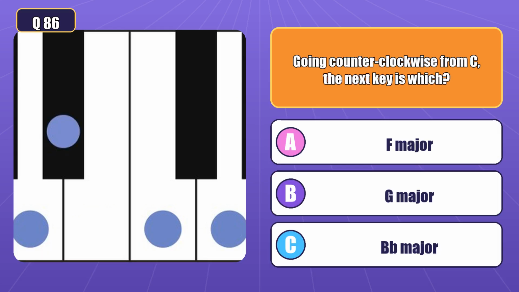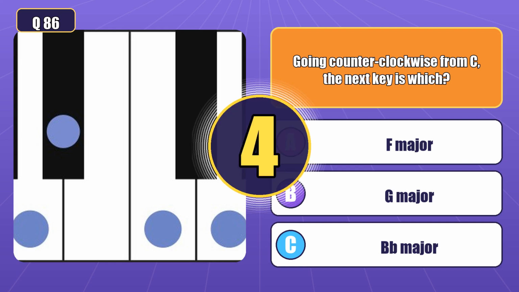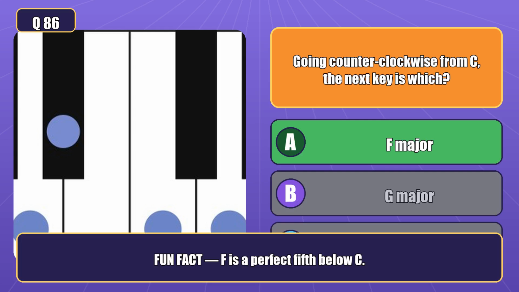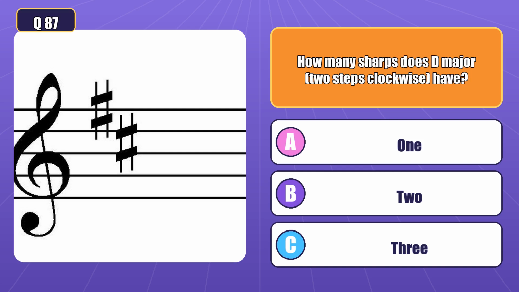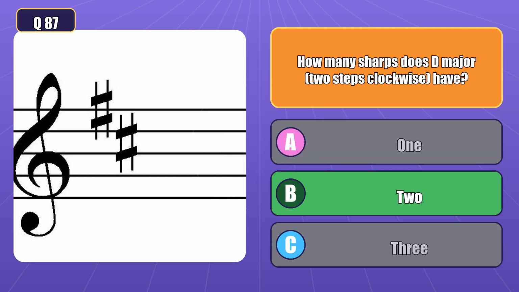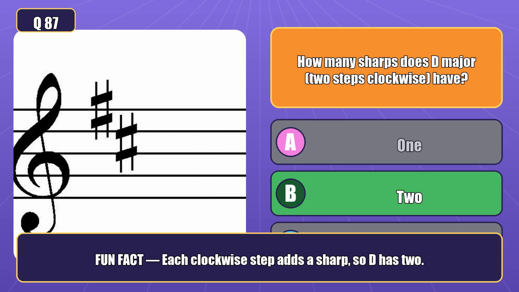Question number 86. Going counterclockwise from C, the next key is which? The answer is F major. Fun fact, F is a perfect fifth below C. Question number 87. How many sharps does D major, 2 steps clockwise, have? The answer is 2. Fun fact, each clockwise step adds a sharp, so D has 2.